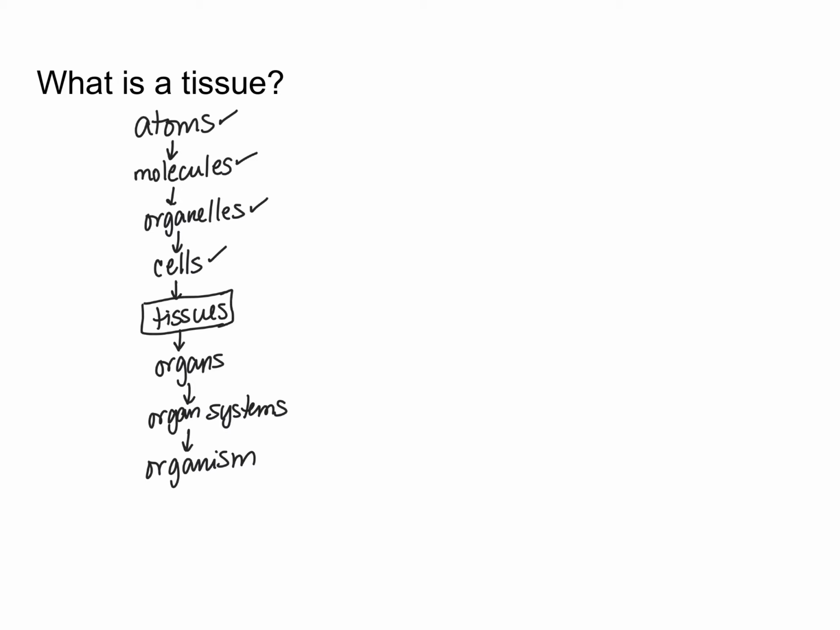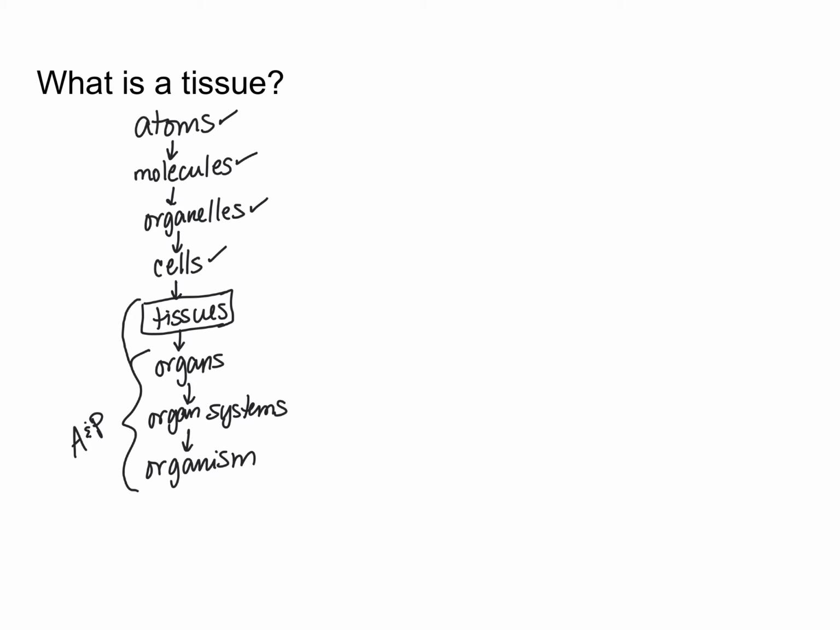Now, for those of you that are moving on to anatomy and physiology, you will cover the organs, organ systems, and the human organism as a whole, and you'll also cover tissue. So I should include that there as well. You will cover these in the A&P, or anatomy and physiology, courses. So now that we know where tissues fit in this hierarchy, what is a tissue?